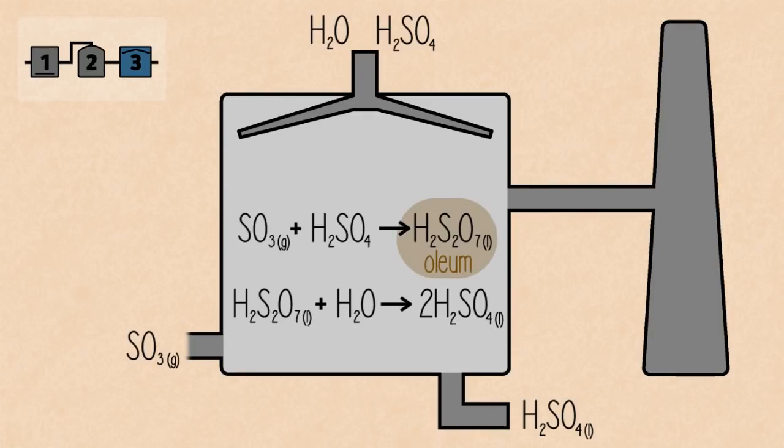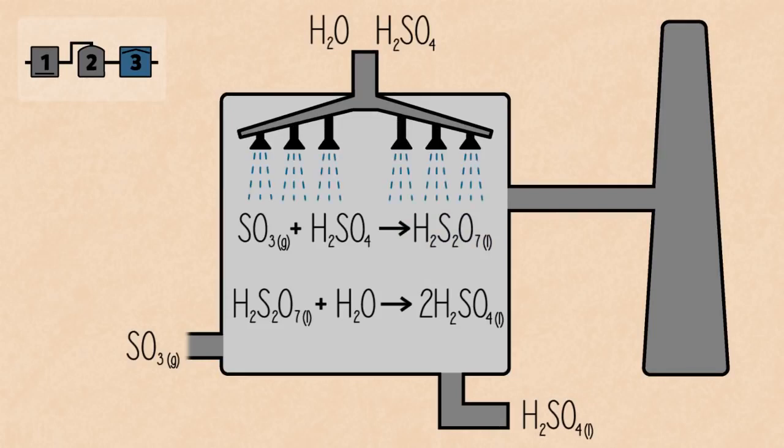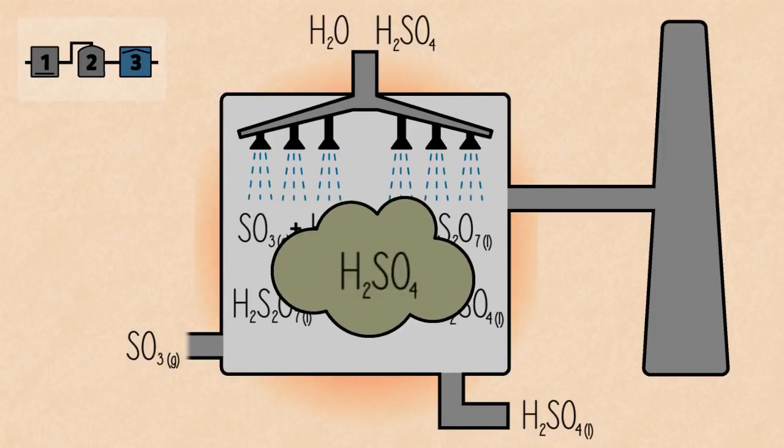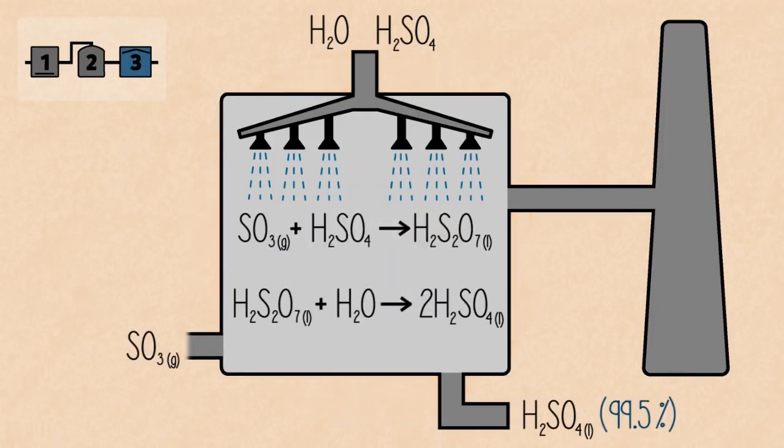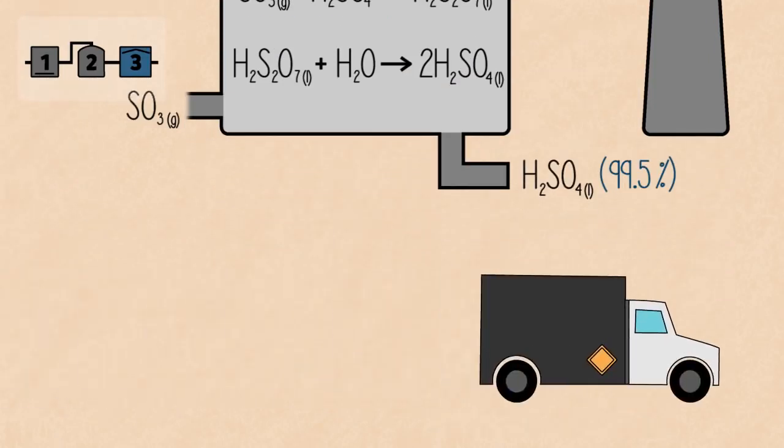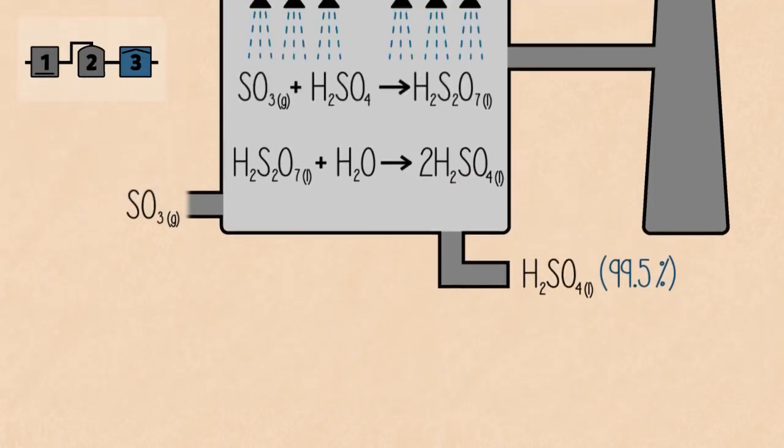It is very important at this stage to add water carefully, usually as a mist to sulfur trioxide. This is because the reaction is very exothermic, so mixing it with pure water would release a mist of sulphuric acid that would escape into the air. 99.5% pure sulphuric acid is then collected and is shipped off to where it is needed next.